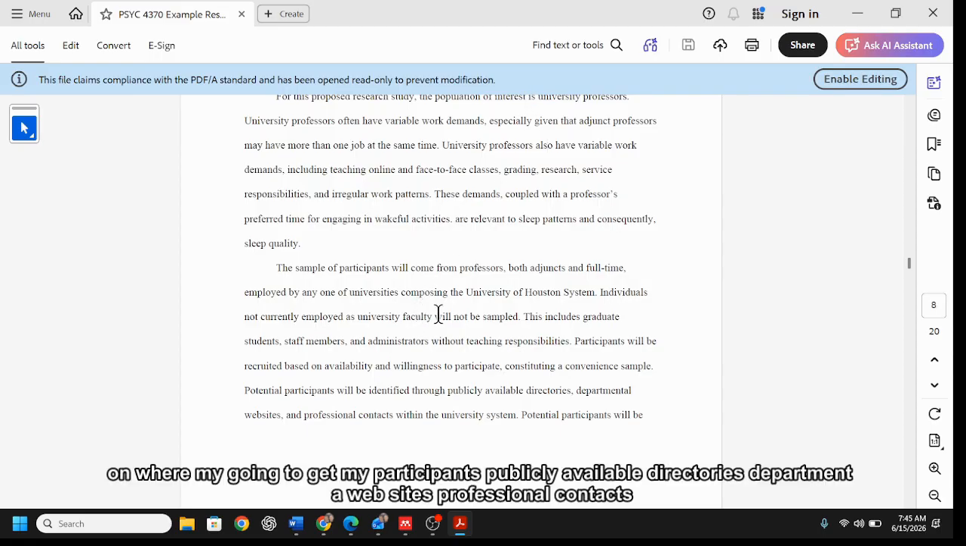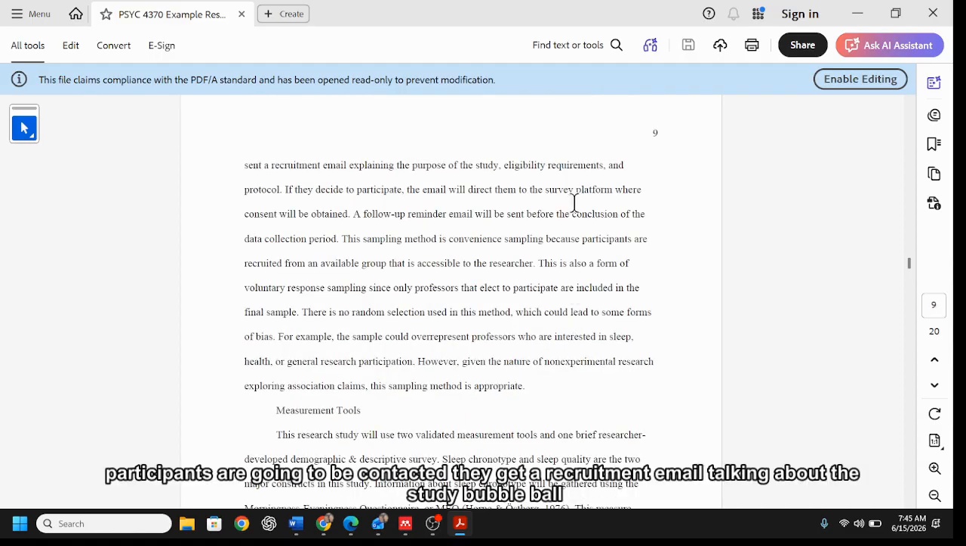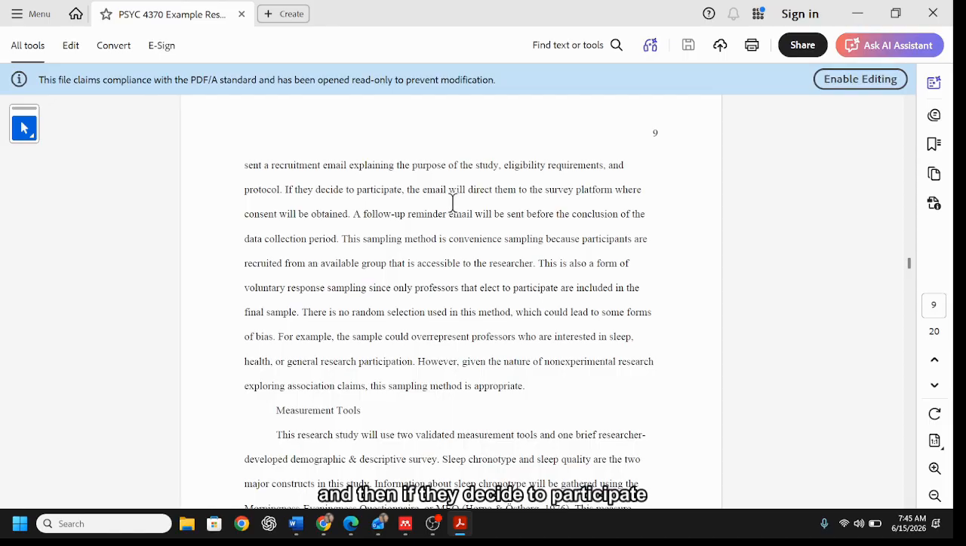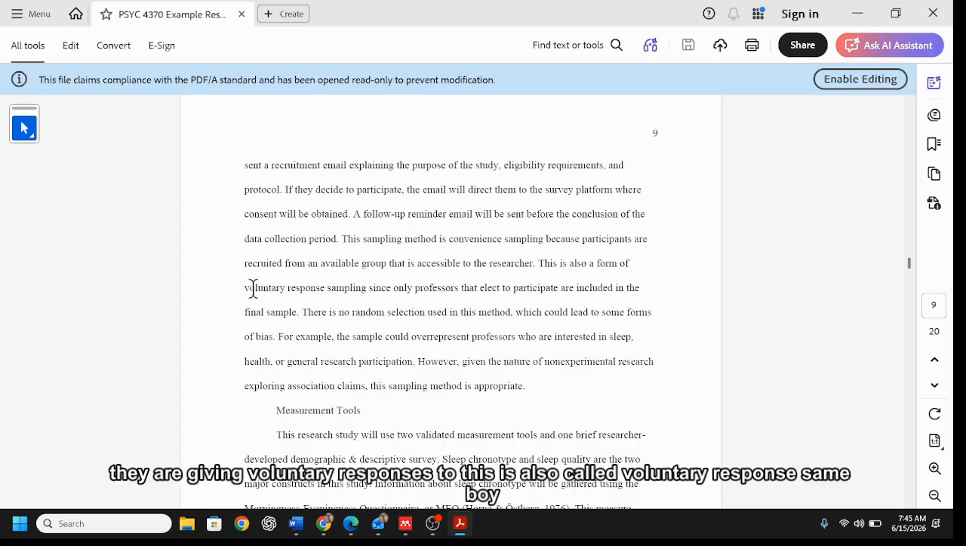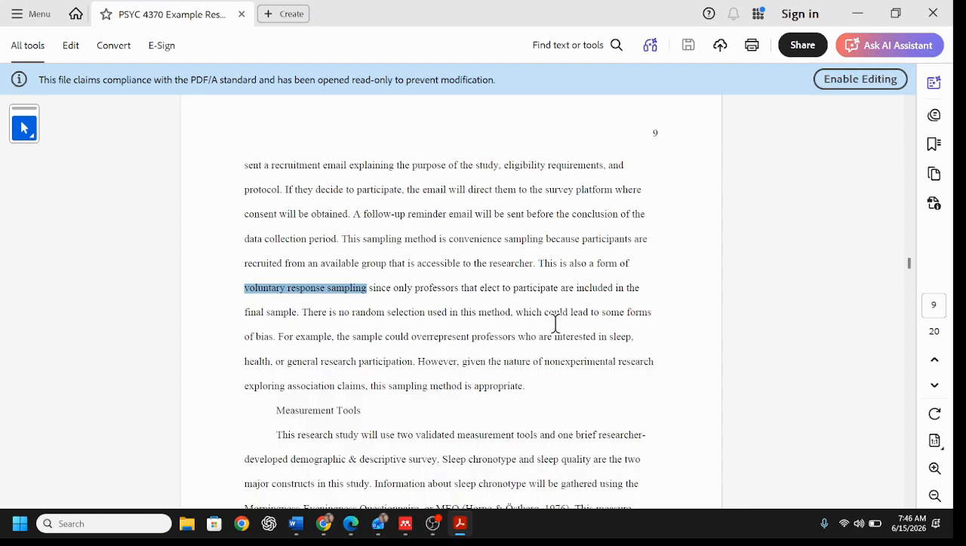Where am I going to get my participants? Publicly available directories, departmental websites, professional contacts. Participants are going to be contacted. They get a recruitment email talking about the study, blah, blah, blah. And then if they decide to participate, there's a link. I'll send out a follow-up reminder. It's a convenient sample. They're recruited from everybody that's available to me, the researcher. They are giving voluntary responses. So this is also called voluntary response sampling, because if you don't volunteer to be in the study, you're not in it, okay? I'm also going to go out and talk about how this is not random sampling.